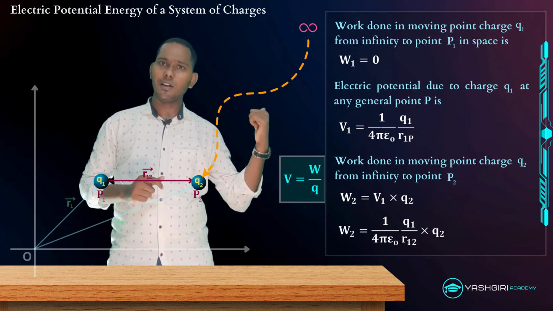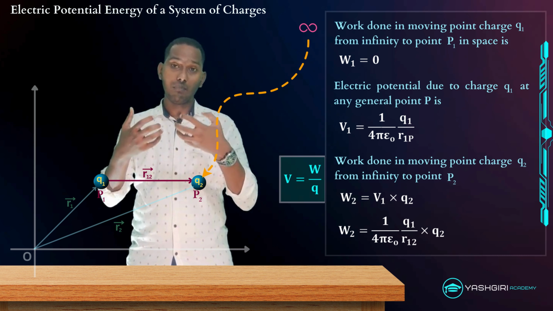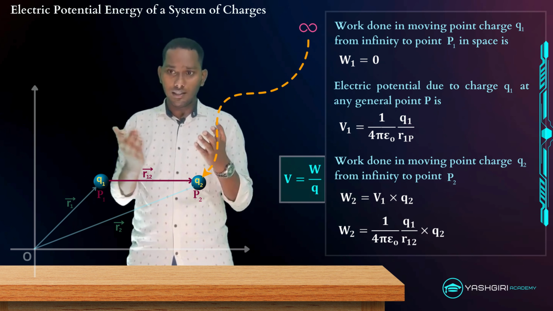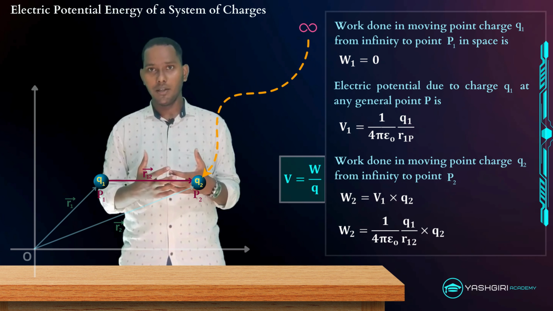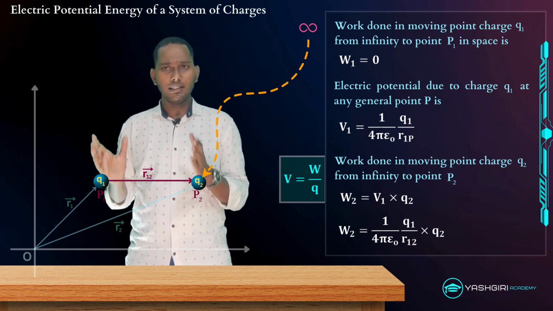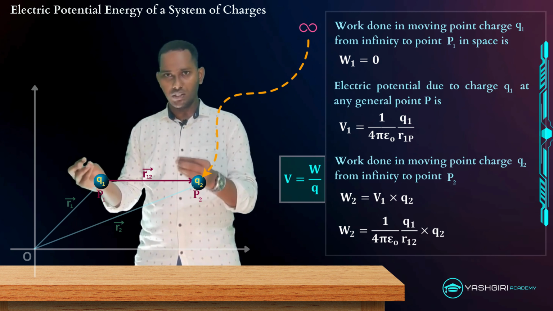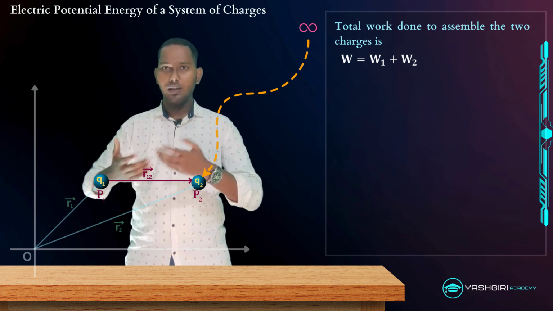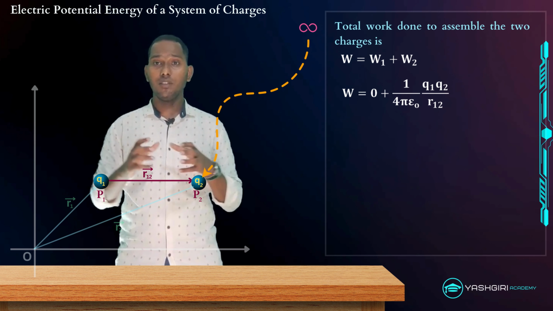So if you just see this relation, what I can write is something like this: the work done W2 in moving the charge Q2 will be 1 upon 4 pi epsilon naught, the charge Q1 over the distance R12, into Q2 in the numerator. So this is the work done I'm having here. Now we are talking about this 2 point charge system. So what is the overall work done in bringing these 2 point charges to these points? It is W equal to W1 plus W2. W1 here I know is 0, and W2 we have just calculated, and this is what the relation will look like.